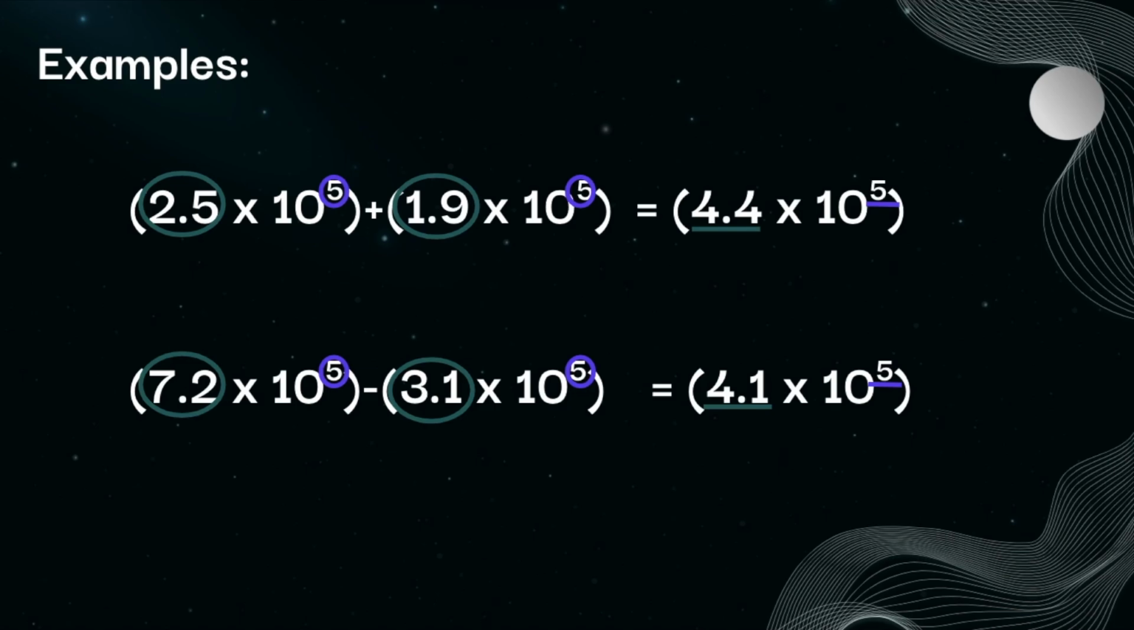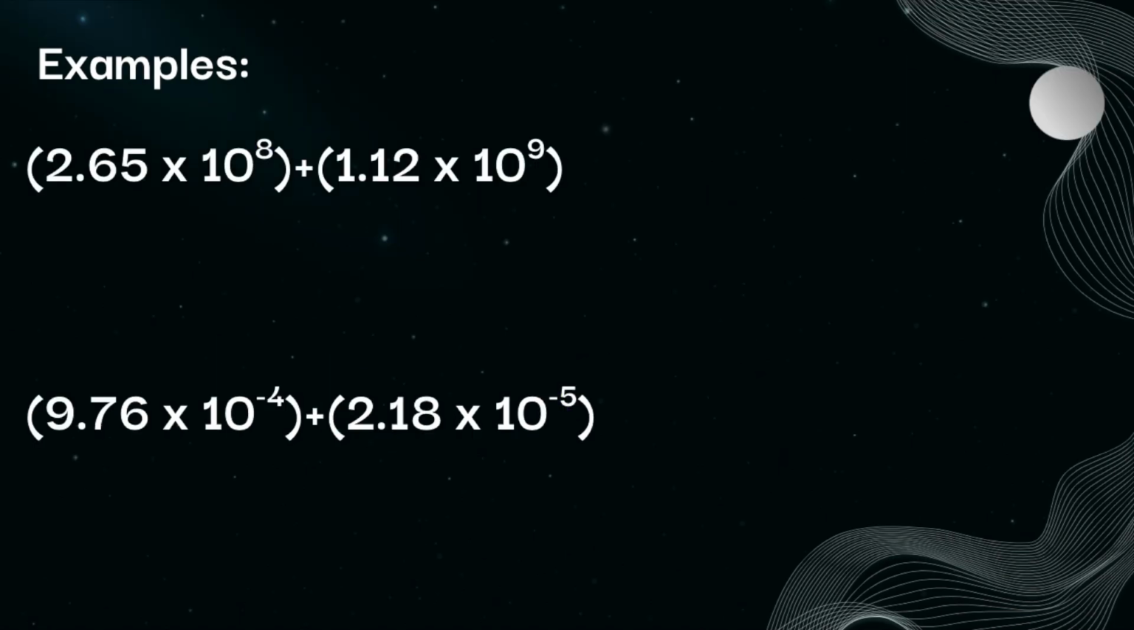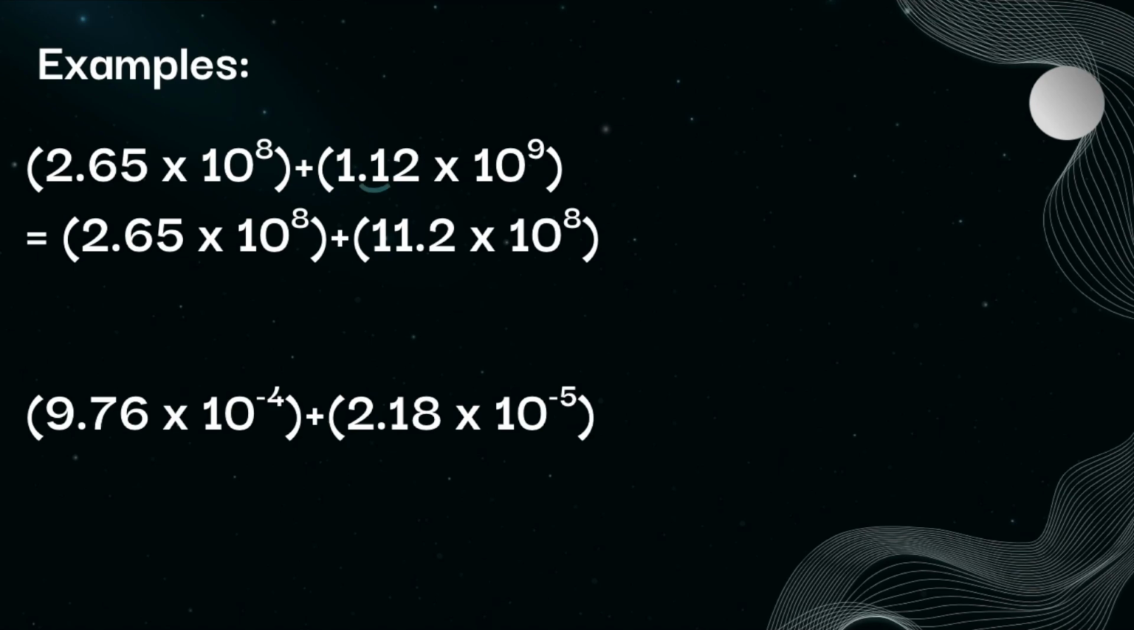Now, here are more difficult examples when the exponents are different. What do we do first? We take the number with the biggest exponent, which in the first case is 1.12 times 10 to the 9. Remember that to subtract from an exponent, we have to move the decimal point to the right. If we move the decimal point to the right, it gives us 11.2 times 10 to the 8. Now we can see that both exponents are exactly the same.